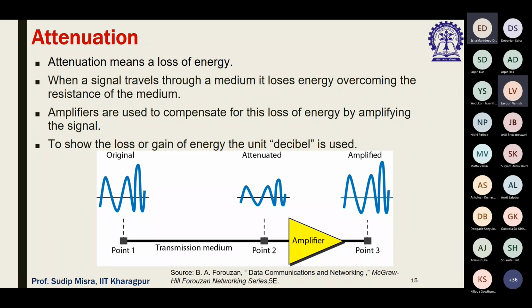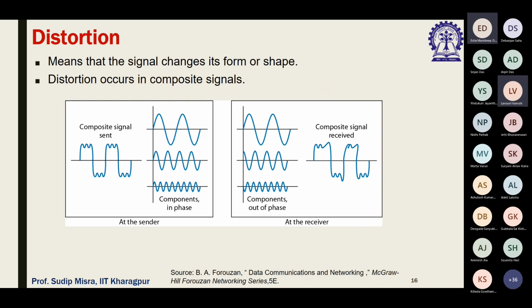Now if you let the signal pass further, the information that is encoded in this particular signal is going to be lost. So you need to boost it up with the help of this device, which is the amplifier. From point 2 to point 3, this amplifier is going to again give it some more energy, and it is going to come to its original form. So this is basically attenuation.